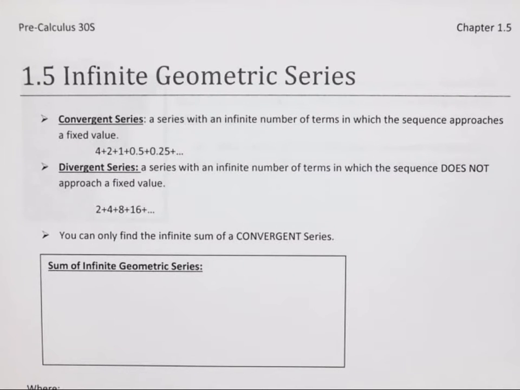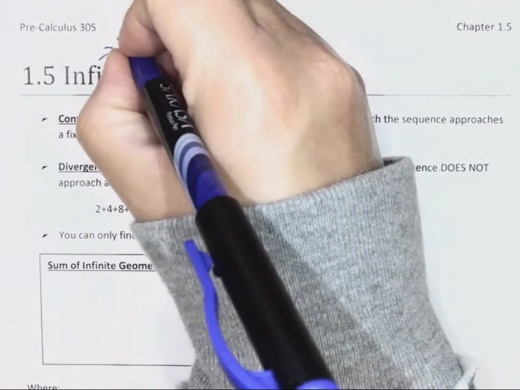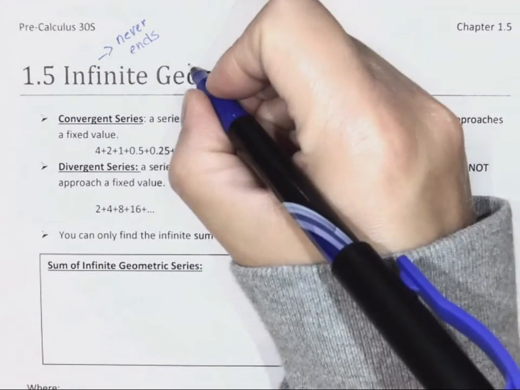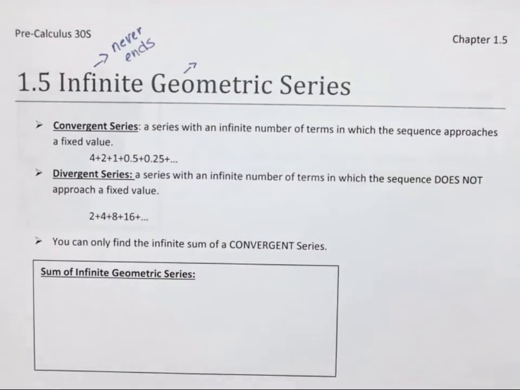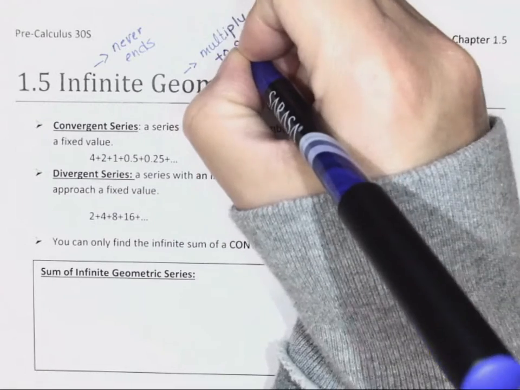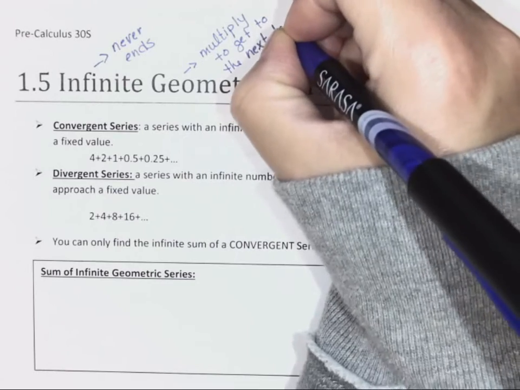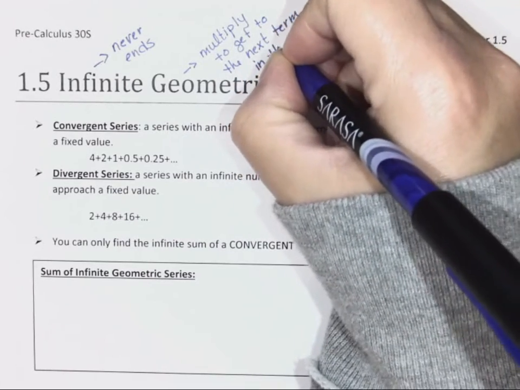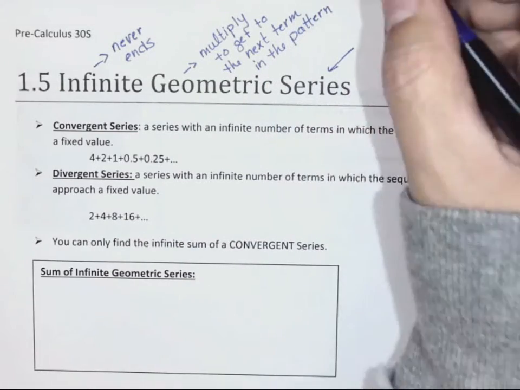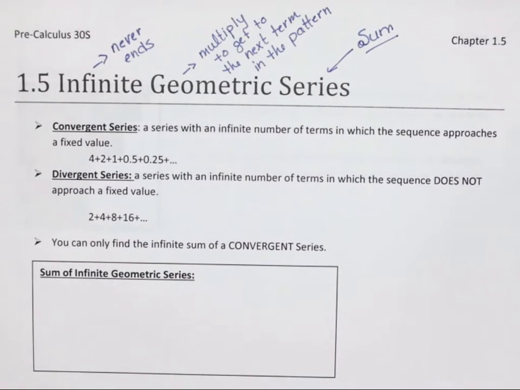Okay, so now we're talking about infinite geometric series. Infinite means never ends, and I think we all probably could have guessed that. Geometric, if you haven't done any of the other lessons, means you multiply to get to the next term in the pattern. Series just means we're summing them all together, so we're adding them all together.